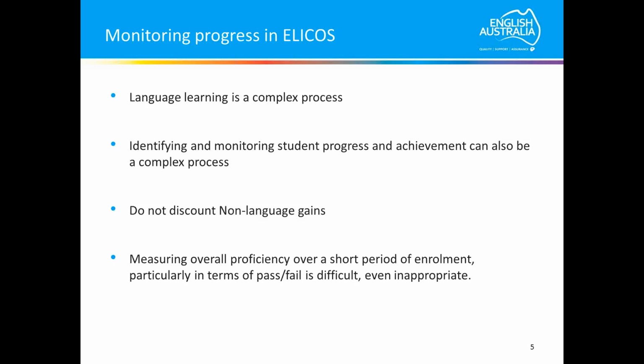One of the things we know is in ELICOS, a lot of our students, the majority of our students, come to Australia to gain that experience of being in Australia, making friends, building their confidence, building their cultural understanding, and being global citizens. These non-language gains cannot be discounted in our courses and when we talk about student goals and motivation. Weaving that into measuring overall proficiency, combined with the short enrollment periods that general English students usually tend to enroll for, given that pass and fail is not really suitable for our context, and it even may be inappropriate, all of these factors combined make it quite complex to monitor progress in ELICOS.